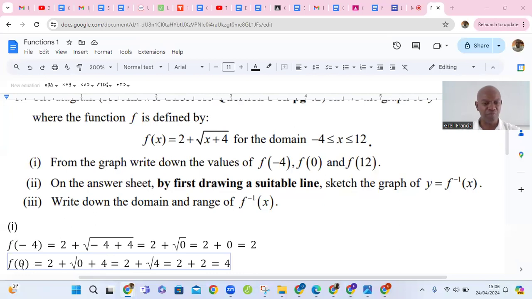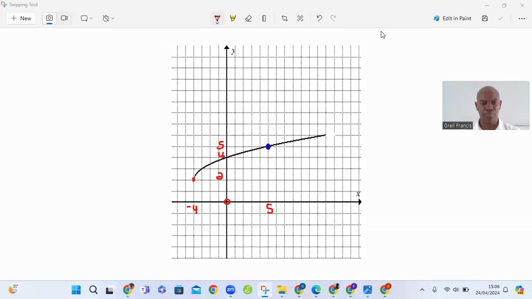So as you can see, f of 0 is actually 4. 0 plus 4 is equal to 4. The square root of 4 is 2. 2 plus 2 is 4. Let us prove that in the graph. And here in the graph, here is 0. X is 0 here. And let's find the y for x of 0. 0, 1, 2, 3, 4. And again, we have proven that f of 0 is 4.